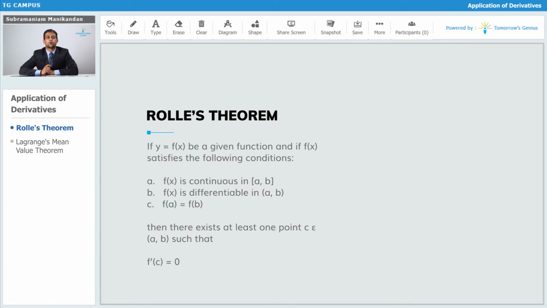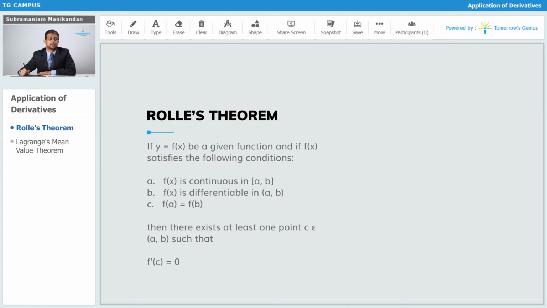Let us go over it again. Rolle's theorem says that if you have a function f(x) such that it is continuous on a closed interval a to b and differentiable on an open interval a to b, and the value of the function at end point is same, then there exists some point between them such that the derivative at that point becomes equal to 0.